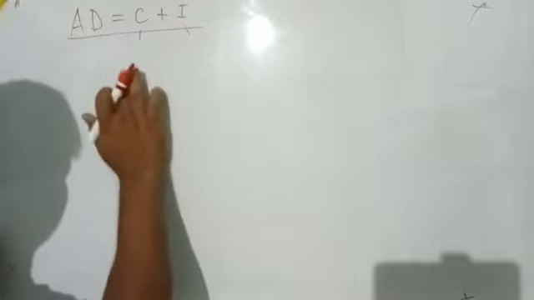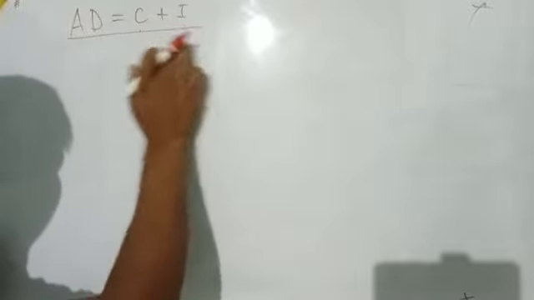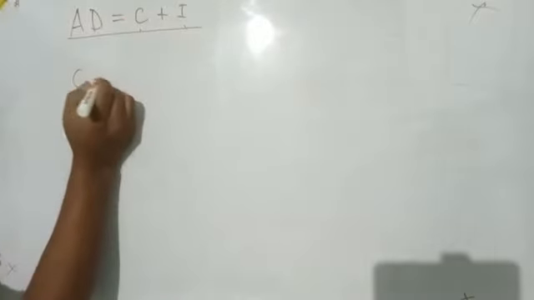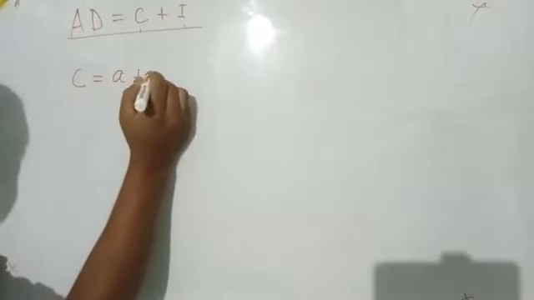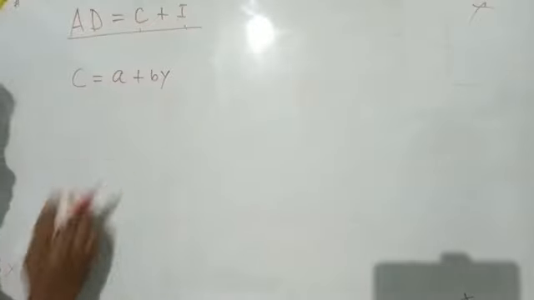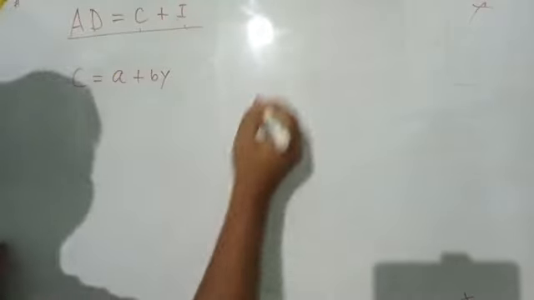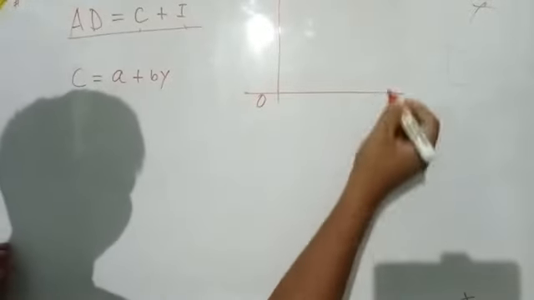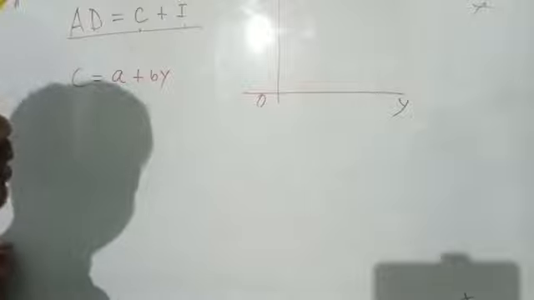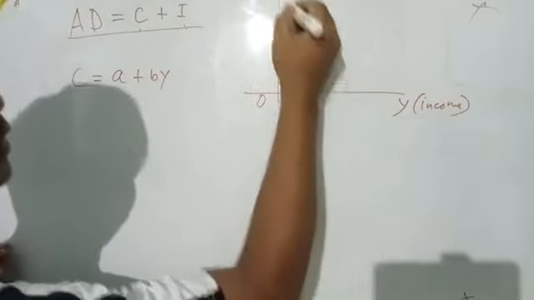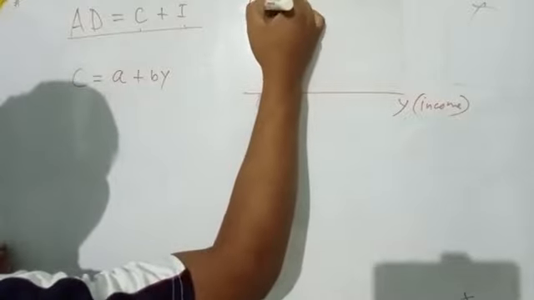Now from this, we also derived in the class about this C. C is basically A plus BY. So the value of C is actually A plus BY. This means that consumption is a function of income. This side I'm writing income, and this side is consumption.